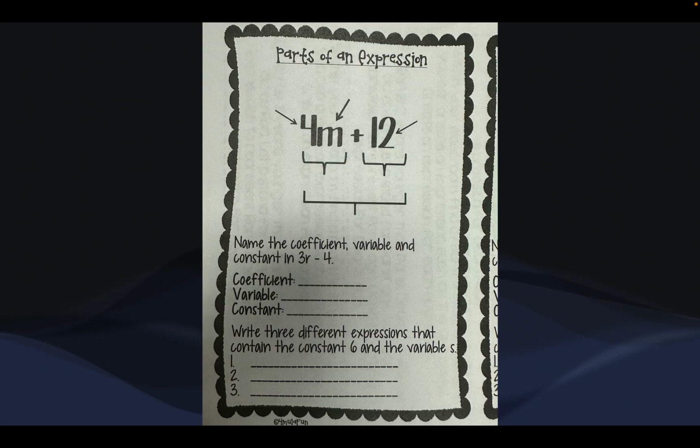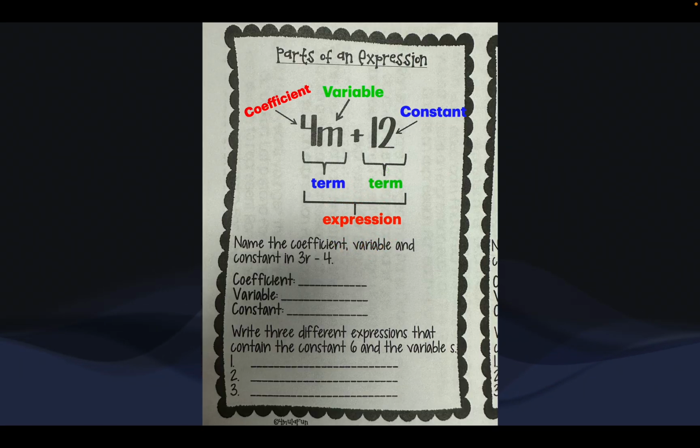All right, so on page 76, you should have this sheet glued down. You're going to list this in. So we have 4m plus 12. The 4, which is attached to your m, that is your coefficient. That m is your variable, and that positive 12, that is your constant. 4m is a term. Positive 12 is a term. The whole thing, 4m plus 12, that's an expression.